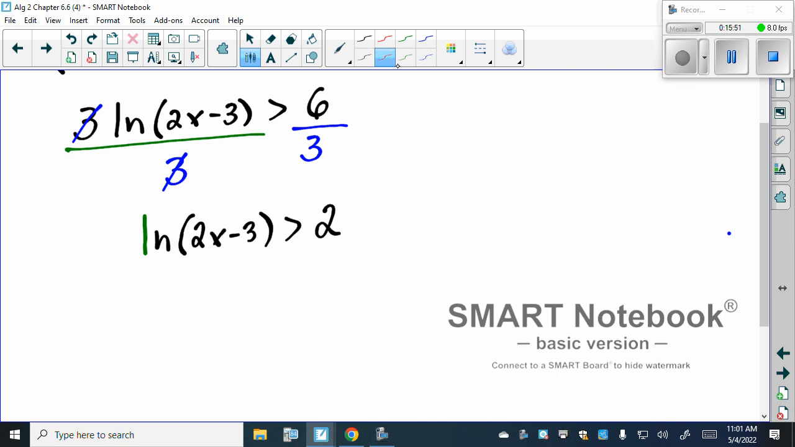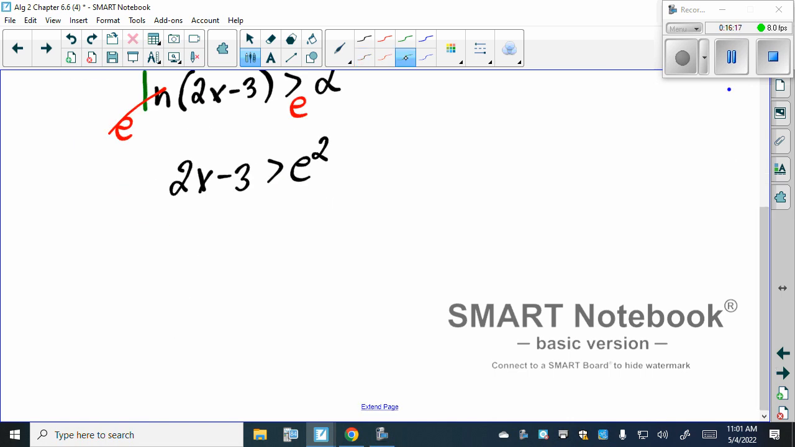What would we do next? Because if it was e, then yes. But since we're starting out with the natural log, we need to put both sides to a base. So we put both sides to the base of e. Because e to the ln, gone. Just leaving us with 2x minus 3 is greater than e squared.